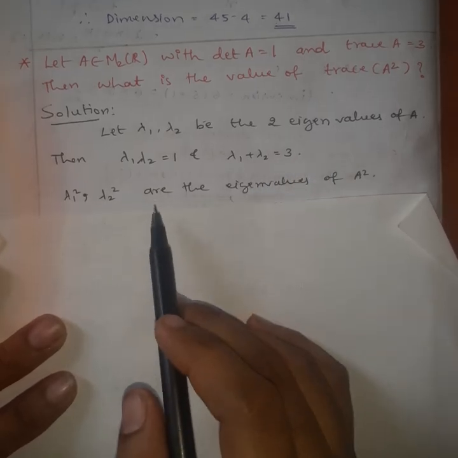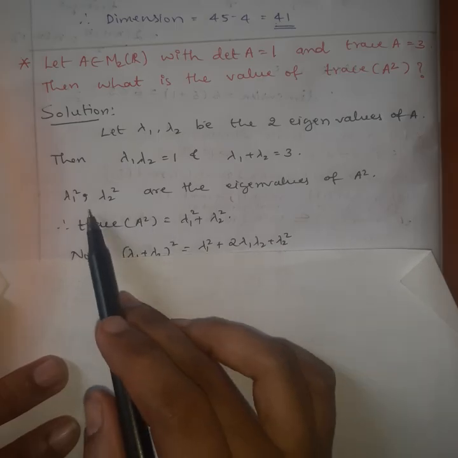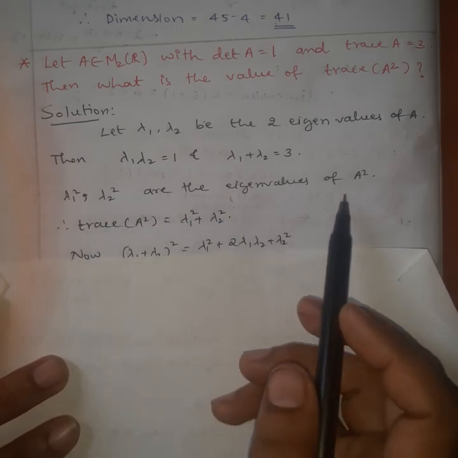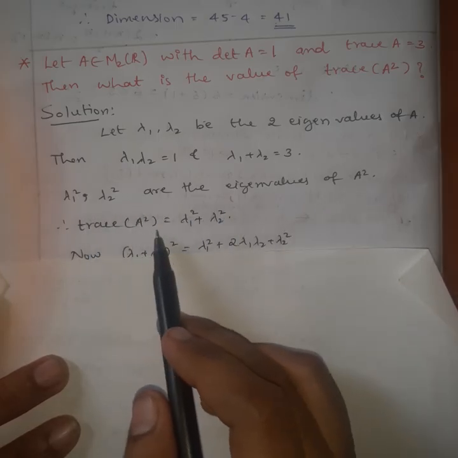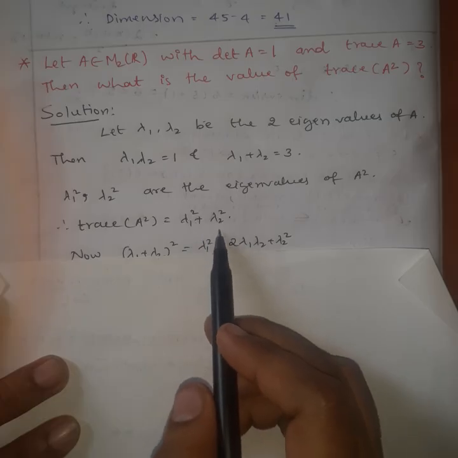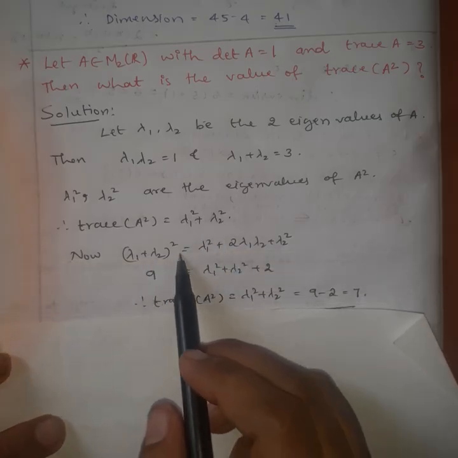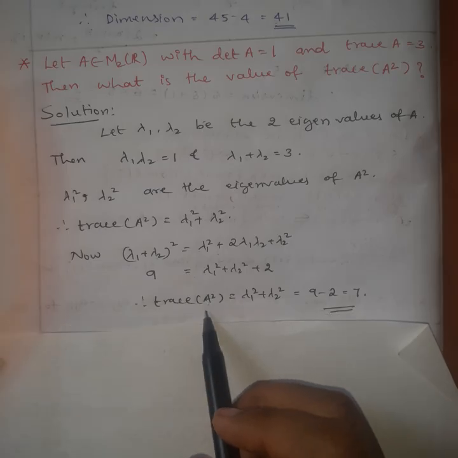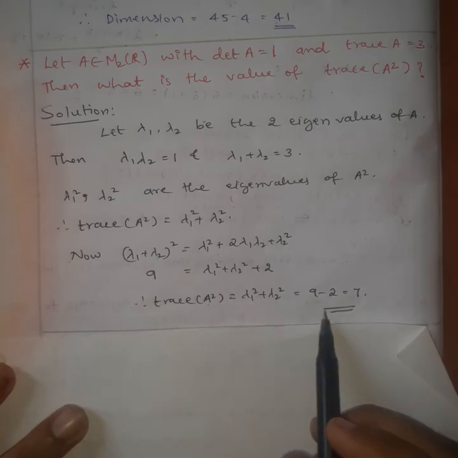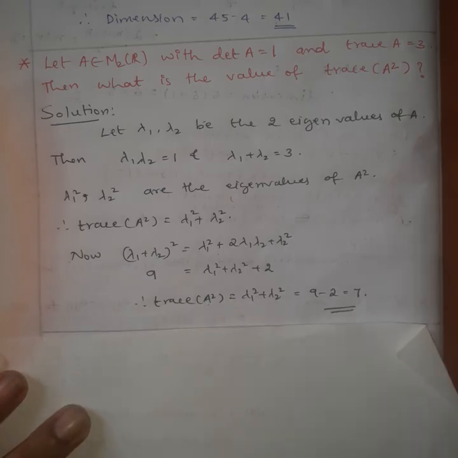Then if lambda 1, lambda 2 are eigenvalues of A, then lambda 1 square, lambda 2 square are the eigenvalues of A square. So trace of A square equal to lambda 1 square plus lambda 2 square. Now squaring both sides, lambda 1 plus lambda 2 whole square, I get this. So after the calculation, I got trace of A square is equal to 7. I am not explaining all these things. Please pause the video and see the calculation.